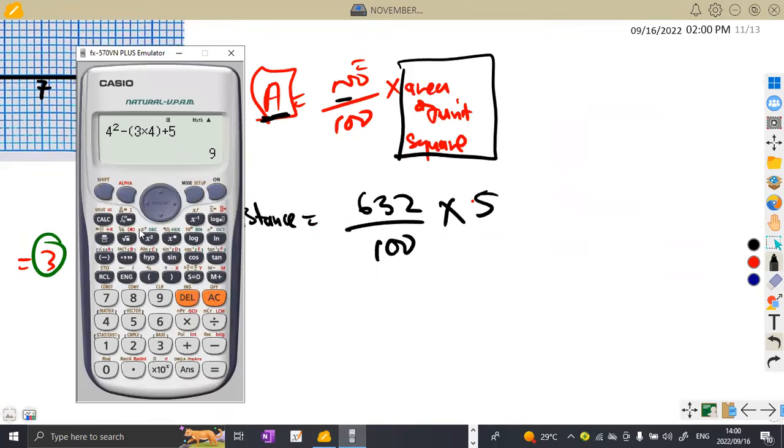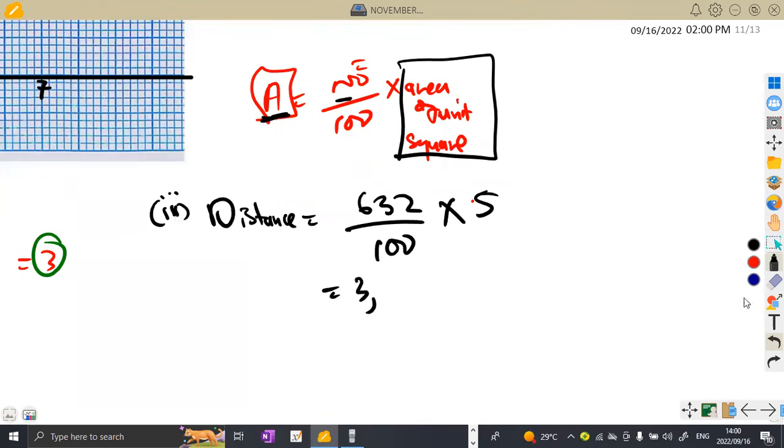So it depends on what you got for the number of boxes, but here I'm just going to use this one as a reference. So 632 over 100, whatever I get here, I have to multiply by 5, and that's going to give us something like 31.6. Okay, so this is our area, which is 31.6. Remember, distance is measured in meters.